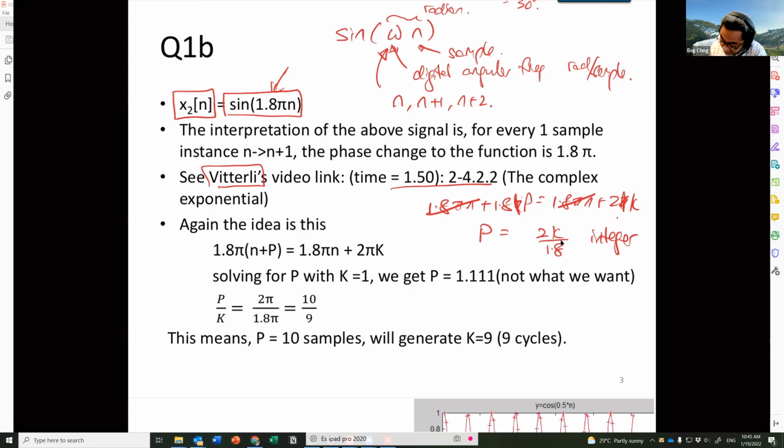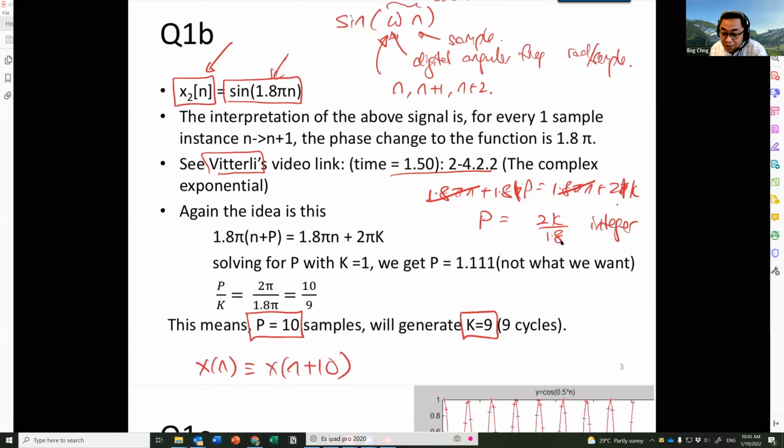And k must also be an integer because k is the number of cycles. What is the k that we should use to get p to be an integer? It works out to be k equals 9 and p equals 10 samples. What it means is that this sequence repeats itself every 10 samples. x of n is equal to x of n plus 10.